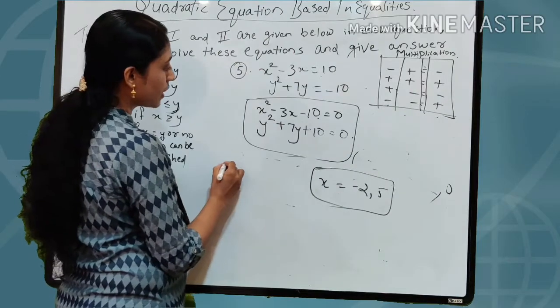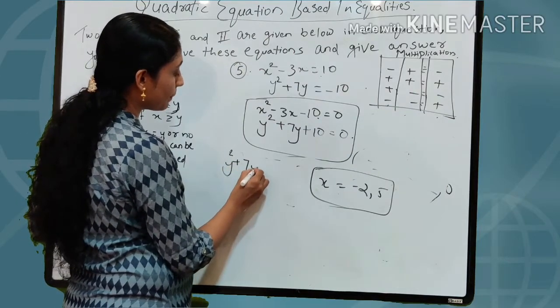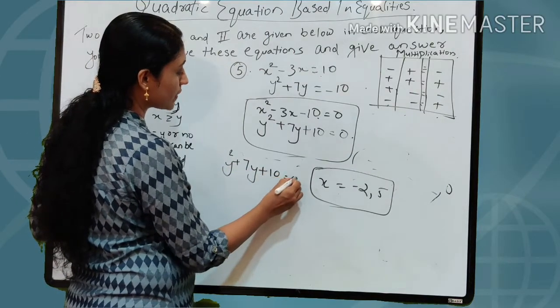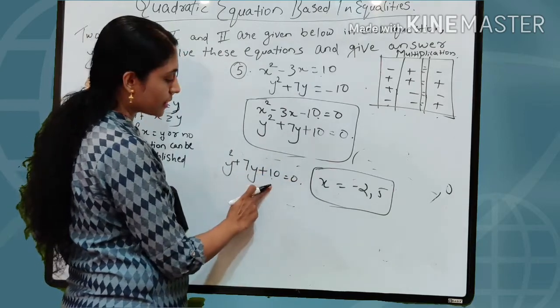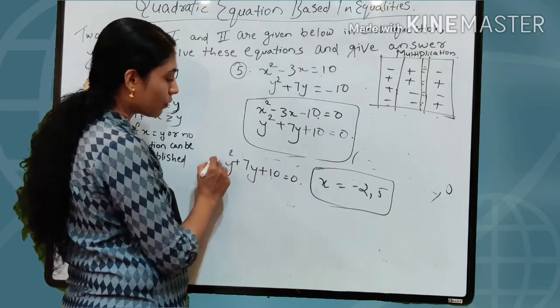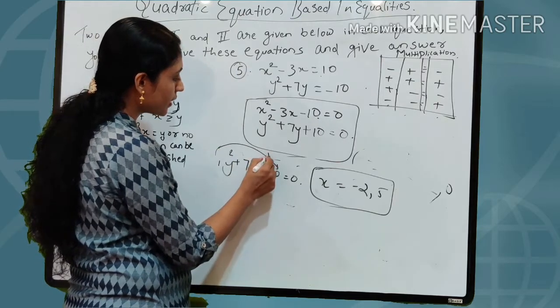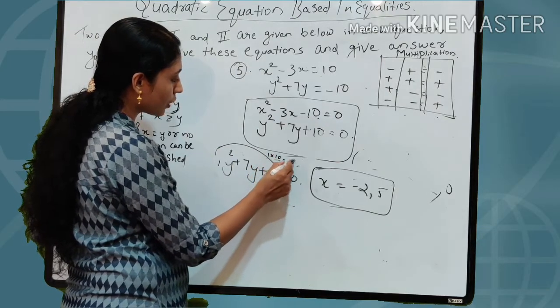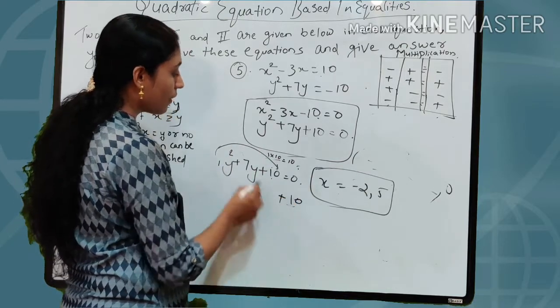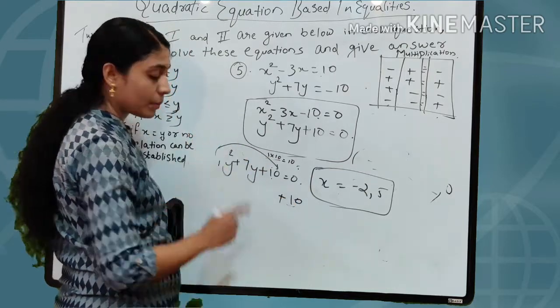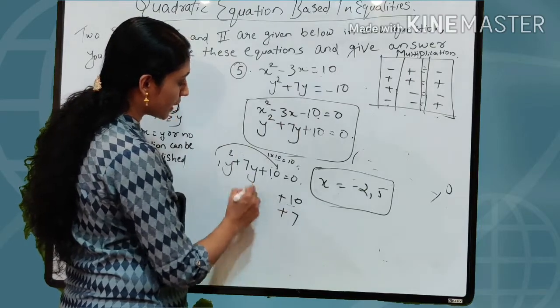The equation is y square plus 7y plus 10 equal to 0. That means when we multiply two numbers, you have to get 10 as the constant term as the answer, because here it is 1 into 10, it is 10. So you concentrate only on the constant term. When we multiply two numbers, you have to get the answer as plus 10. When we add two numbers, you have to get the answer as plus 7. That is the middle term.